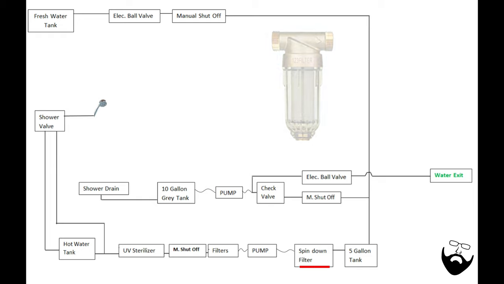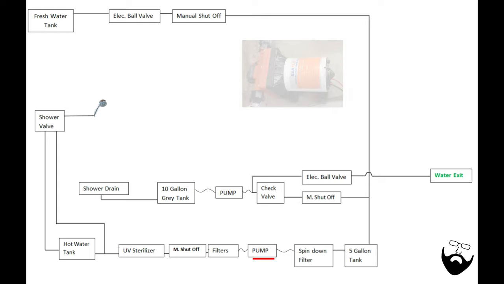Leaving the spin-down filter, a flexible pipe connects to the pump. You must always use flexible pipes when connecting to your pumps. If you used a rigid pipe, you would end up with leaks because of the vibration of the pump and, of course, the vibration of the entire van.